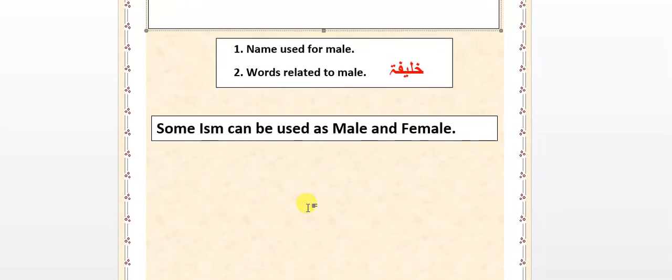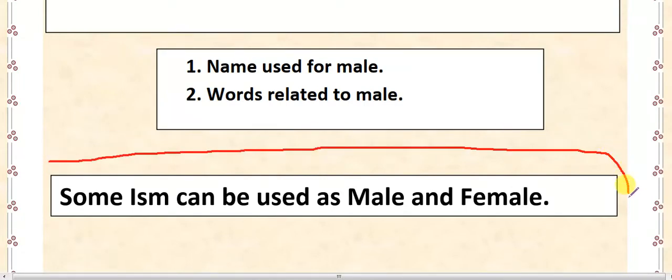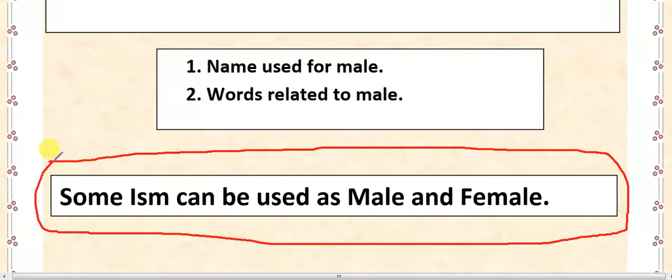So from this whole chapter we understood the difference between muzakkar and muannas, and how we can recognize muzakkar and muannas. Here is also one thing to notice: some ism can be used as male and female both. There are also, in the Arabic language, some very few ism which are used as muzakkar and muannas, male and female both. So it's up to you whether you use that ism as male or as female, but there are very few ism of that kind.